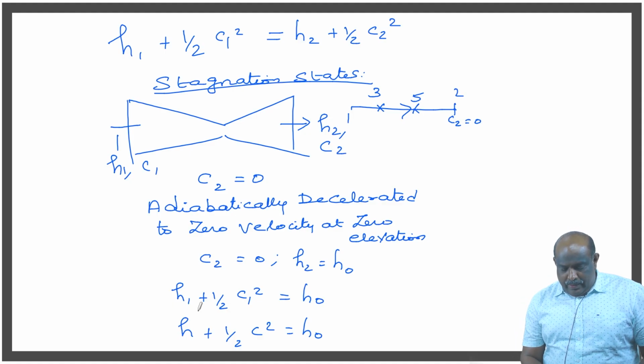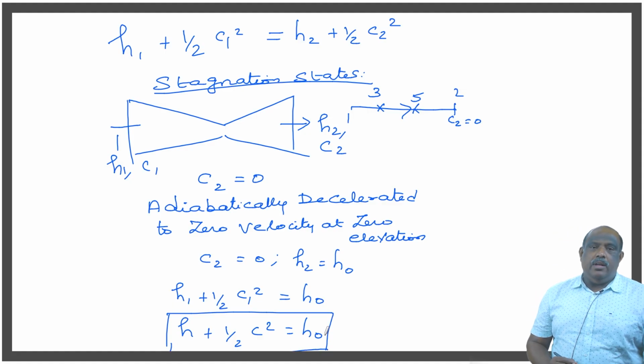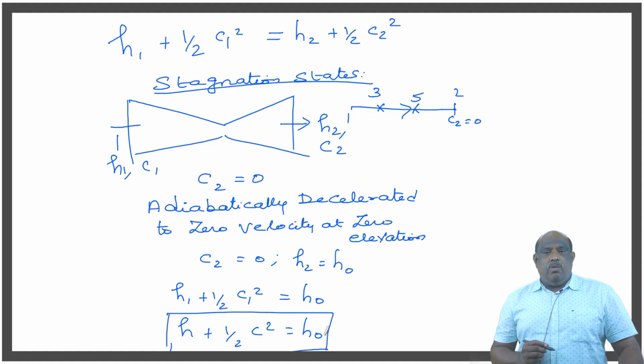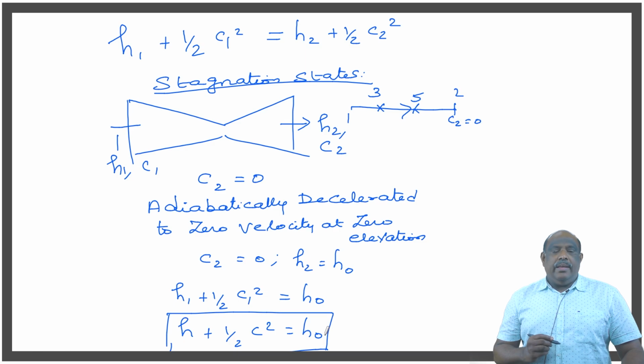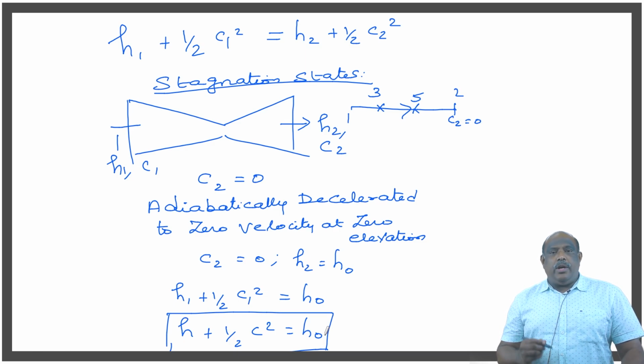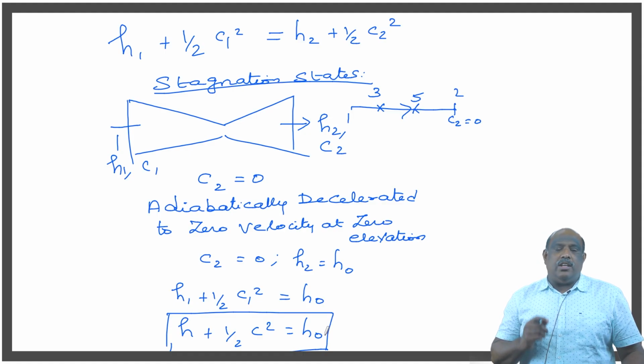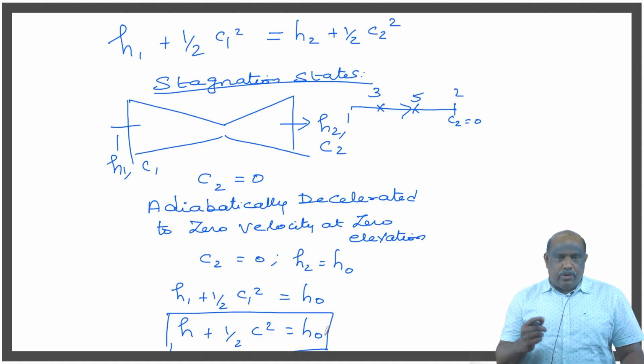H naught. Now my dear students, can you comment on this statement? What is called H? What is called H naught? Here H is called the static enthalpy. H naught is called the stagnation enthalpy. H is called static enthalpy and H naught is called what? Stagnation enthalpy. One more beauty in this equation is, can any one of you tell me how many variables are there, how many constants are there? I will repeat the question.